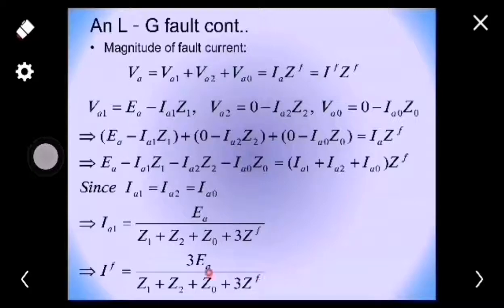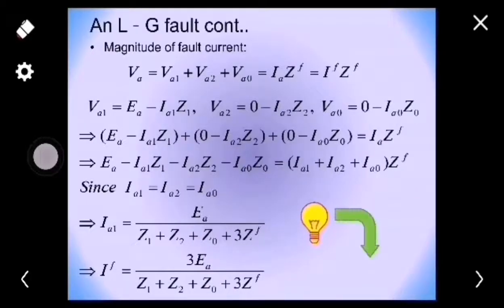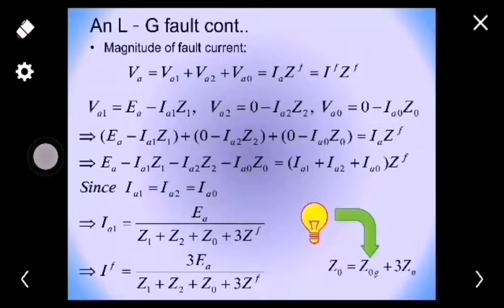Now do mind well, this Z0 is representative of the zero sequence impedance of the machine, and that is equal to Z0G plus 3Zn. Z0G is actually the synchronous machine's leakage reactance offered to the zero sequence current.